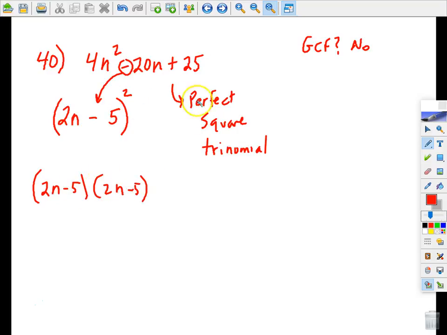But if you can recognize perfect square trinomials, you can breeze through the factoring very easily. But I will accept either one of these. This would have come from the box method. This would have come from just recognizing how to factor this special case called a perfect square trinomial.